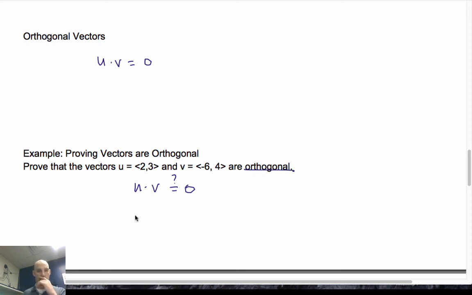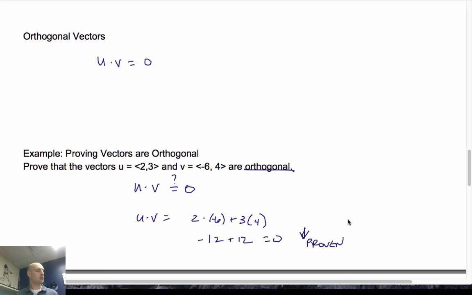So u dot v is equal to 2 times -6 plus 3 times 4. So it would be -12 plus 12, which is equal to 0. So that is proven. They are orthogonal, meaning they have a dot product of 0. Okay? That's all there is to it.